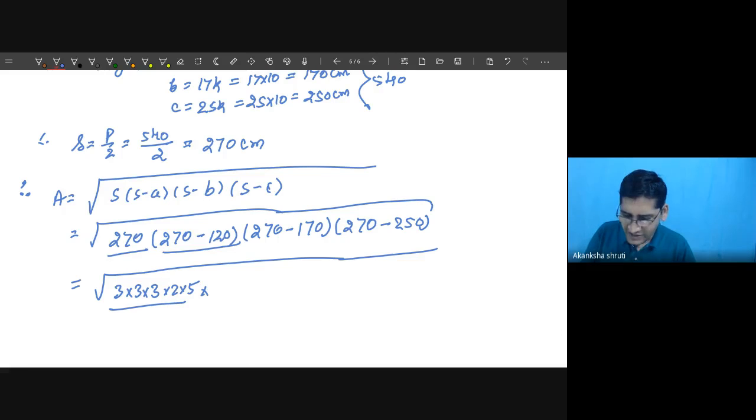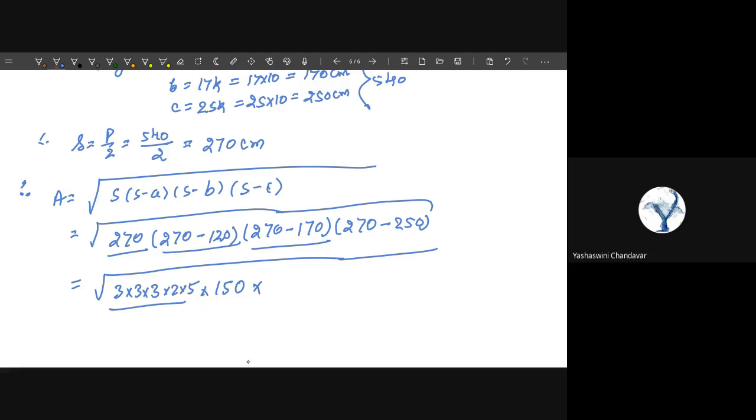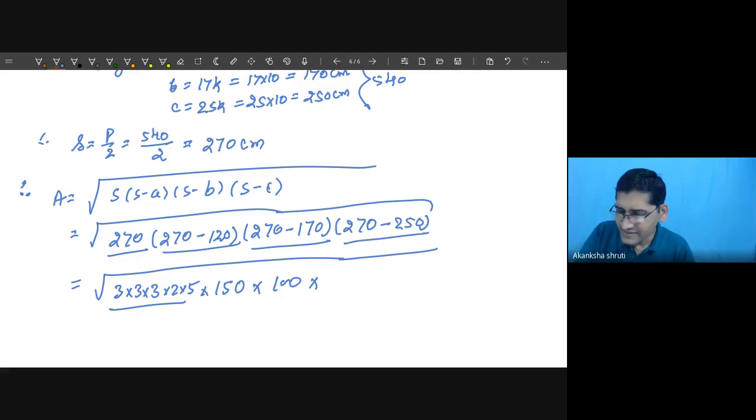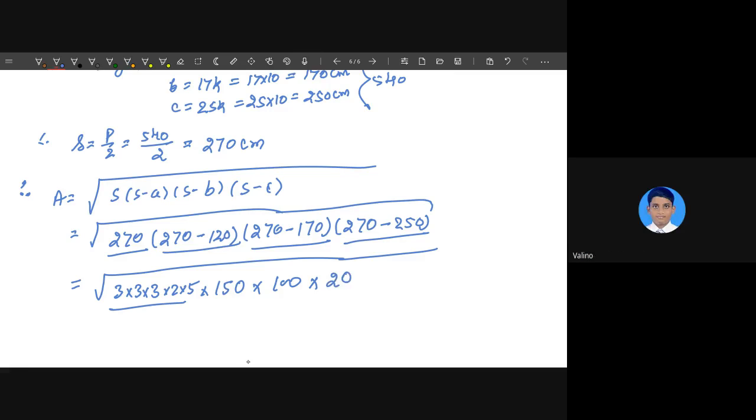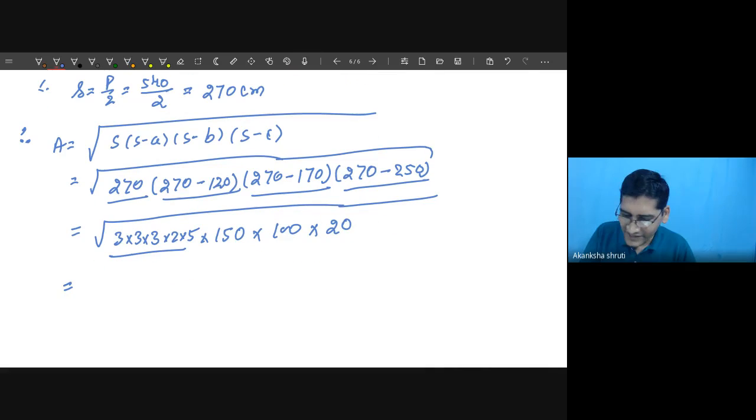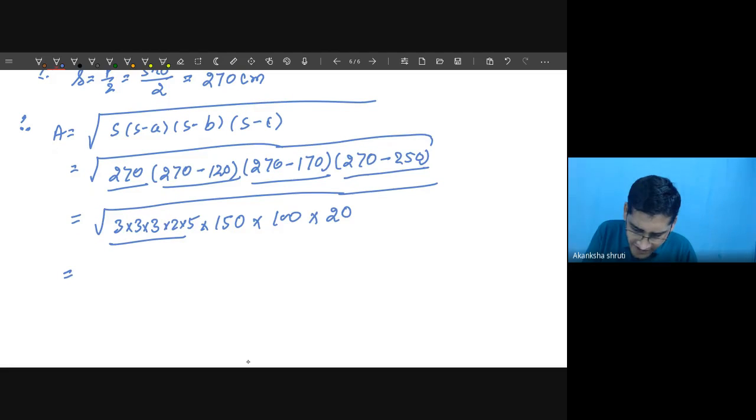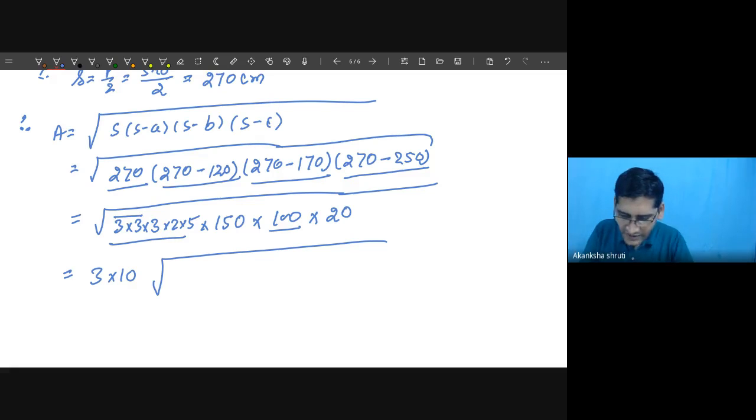The second bracket, how much does it become? 120 subtracted, so it remains as 150. The other one is how much? 100. The other one is 20. Very good. So student, wherever you can factorize, you can take it out. Here we are observing that this 3 can be taken out. Even out of this 100, the 10 can be taken out. So into 10. The other things not known to us, you shall keep inside, then you shall solve it.